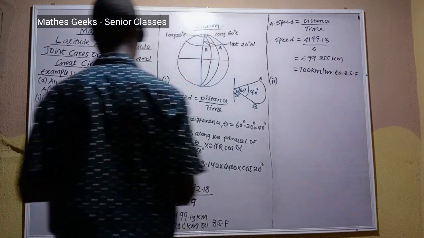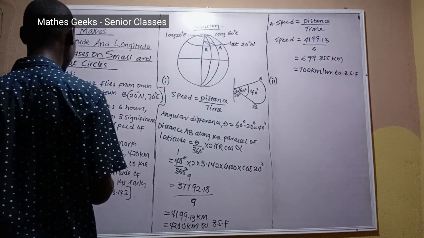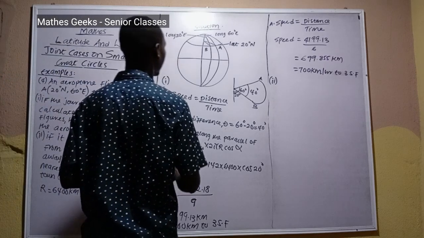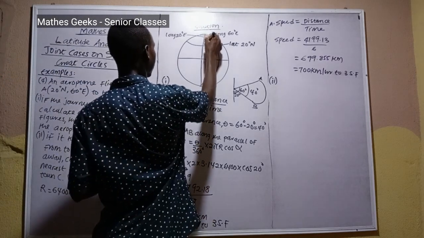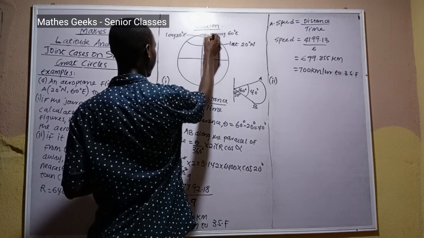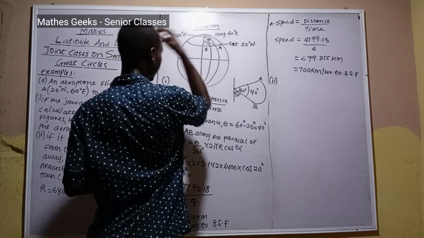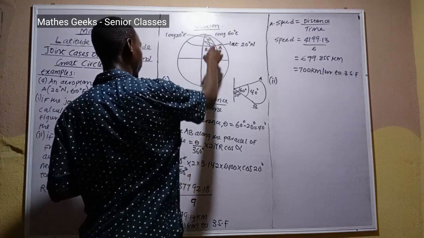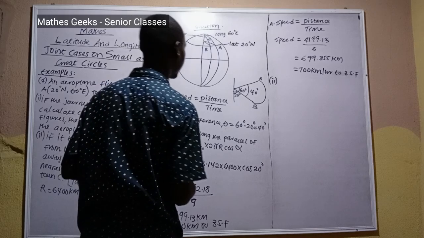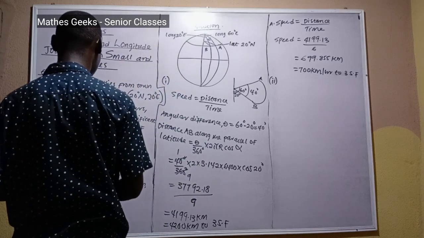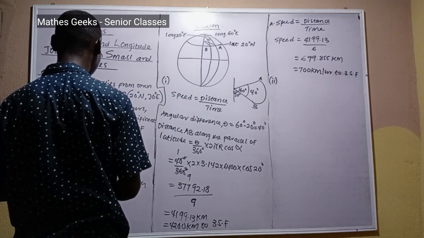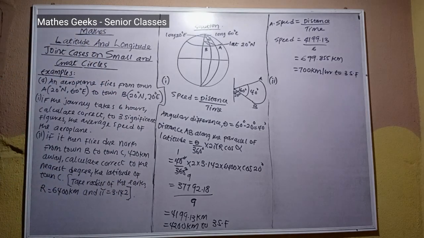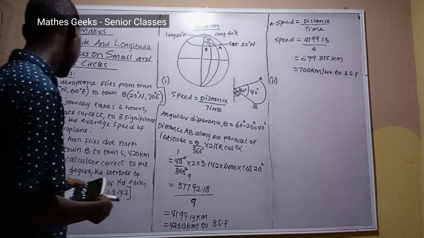If it then flies due north from town B to town C, so from this point to somewhere here, let's call that town C because it went due north. Now both B and C are lying on the same line of longitude, so that would be a great circle route. The question says, if it then flies due north from town B to town C, 420 kilometers away, calculate correct to the nearest degree the latitude of town C. Take radius of the earth 6,400 kilometers.